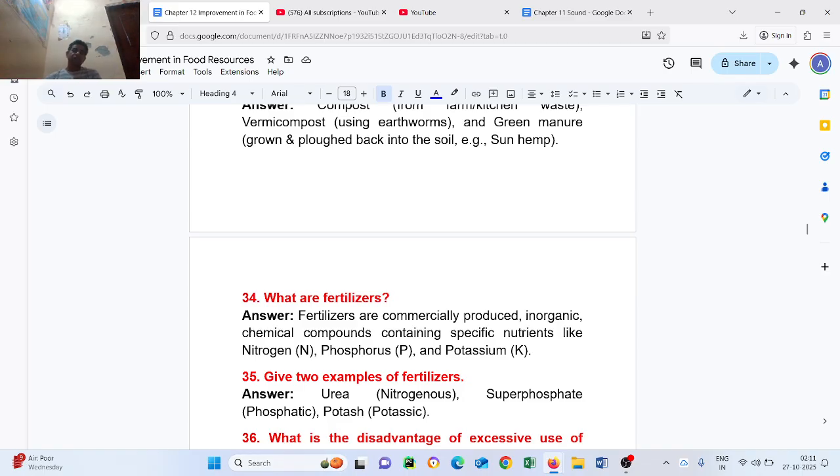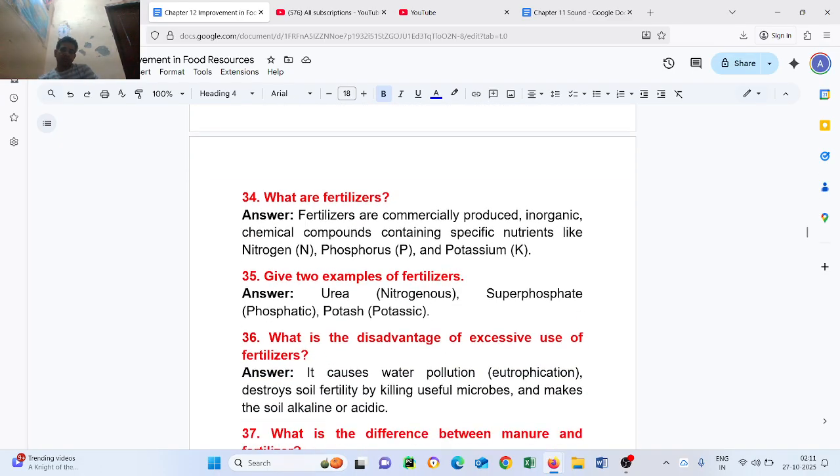Question number 34. What are fertilizers? Fertilizers are commercially produced inorganic chemical compounds containing specific nutrients like nitrogen, phosphorus and potassium.